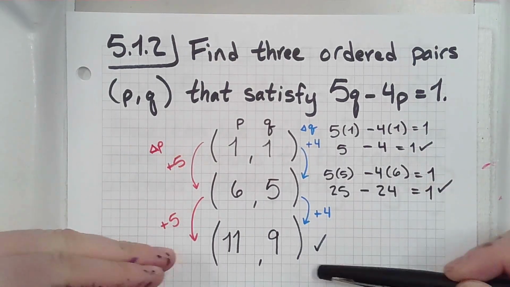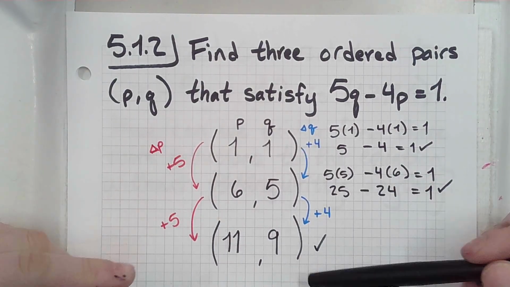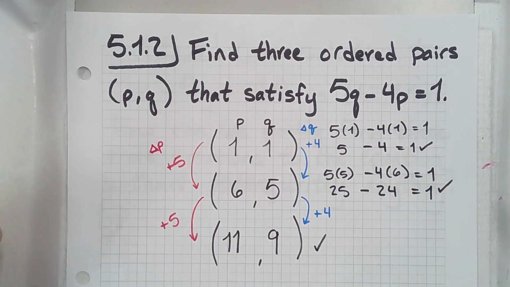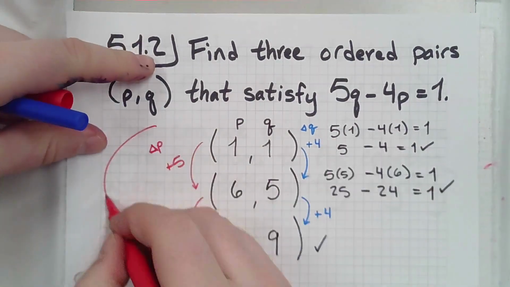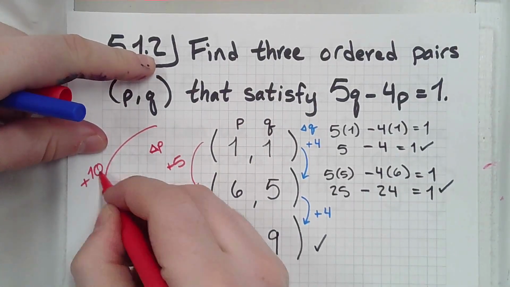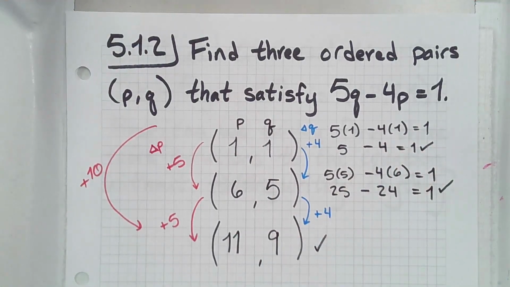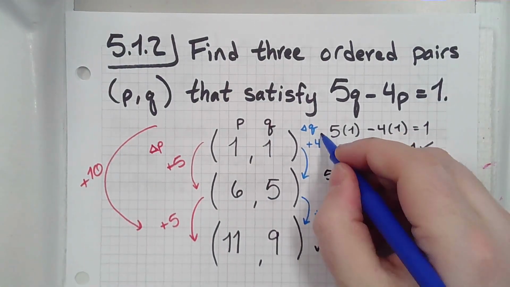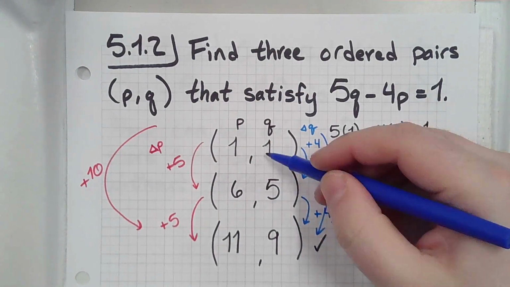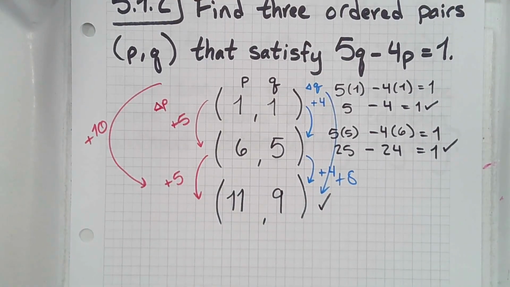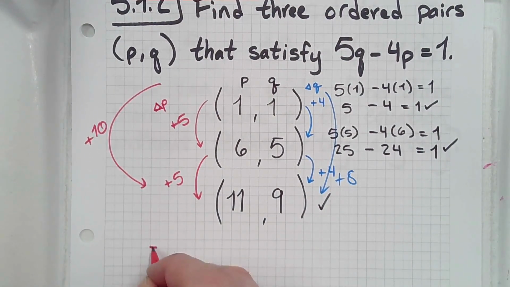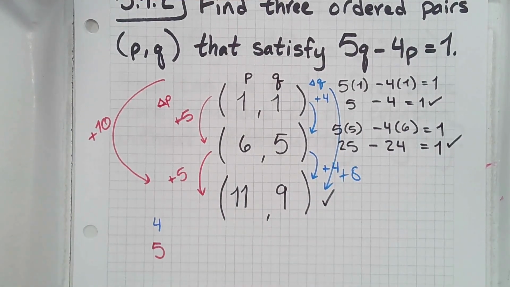But we can find a lot really quickly by using this delta P and delta Q method. Now, I do want to point out that if we had found these two first, we would have thought that delta P was plus 10, right? To get from 1 to 11, you add 10. And we would have thought that delta Q was plus 8, because to get from 1 to 9, you add 8.